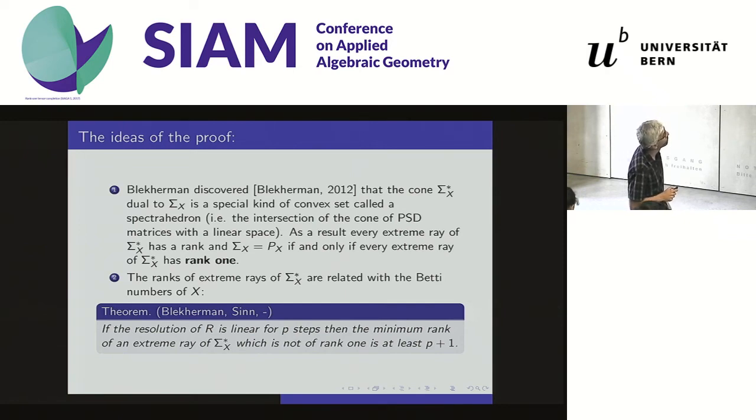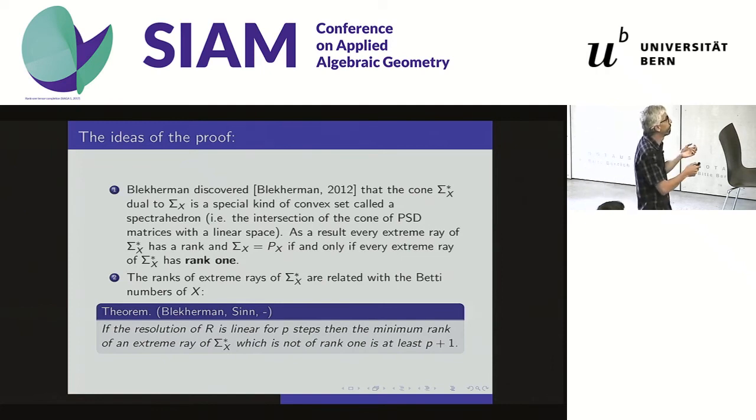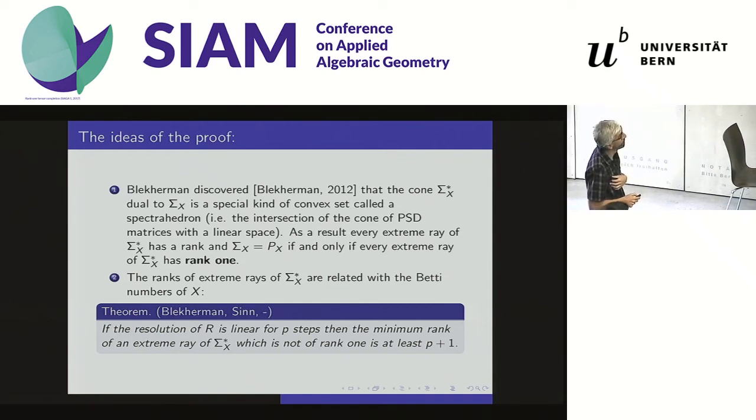The first one is an idea of Greg Blekherman. So Blekherman discovered that the cone sigma X dual to sigma X is a special kind of convex set called a spectrahedron. And he really used the facial structure of this special cone. As a result, every extreme ray of the dual cone has a rank. Every point in the dual cone is a symmetric matrix and therefore has a rank. And it turns out that the equality holds if and only if every extreme ray of sigma X dual has rank 1. So this is basically a big conceptual shift.